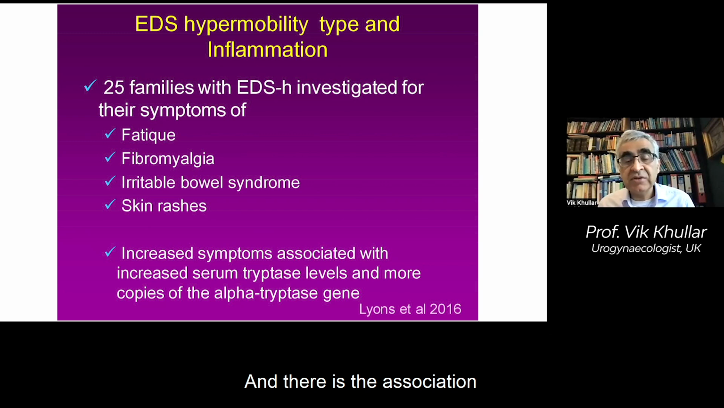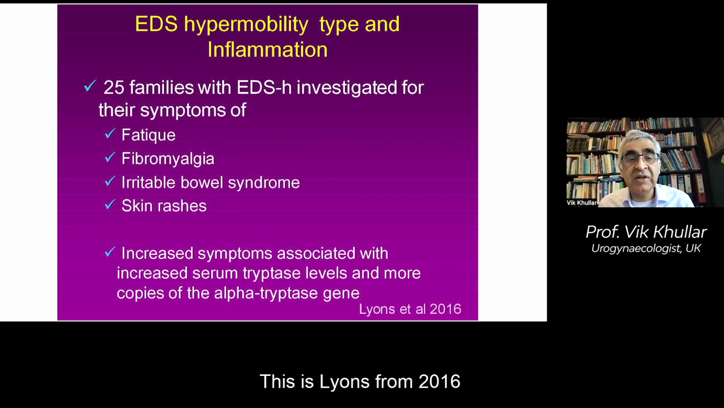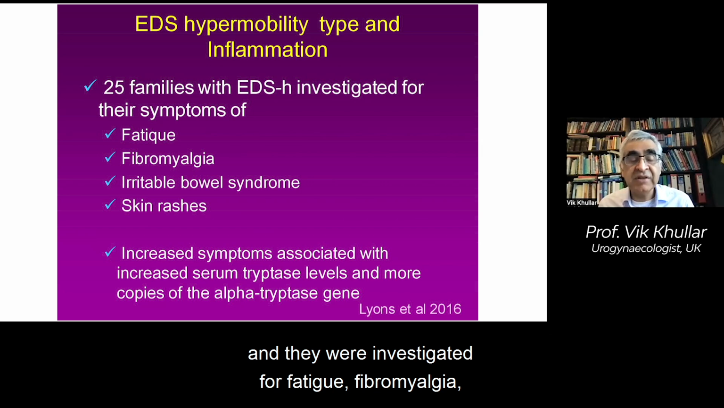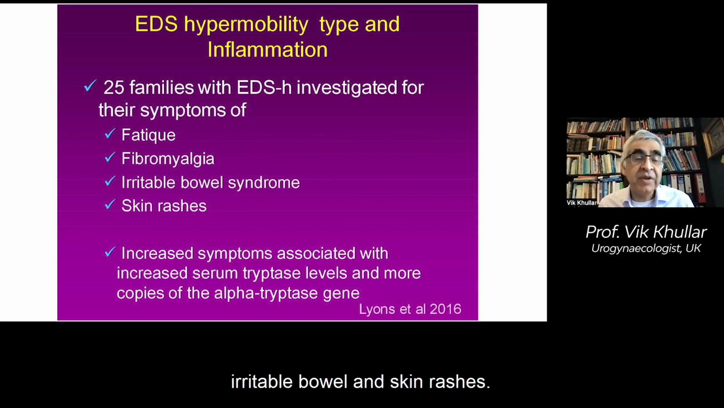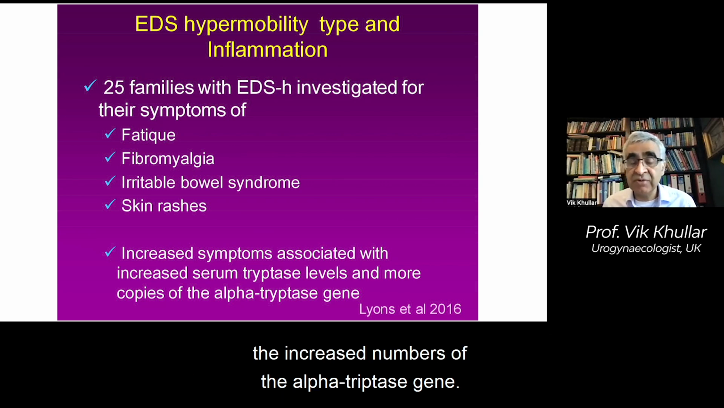And there is the association with the number of copies of the serum tryptase gene. This is Lyons from 2016, where they looked at 25 families with EDS, and they were investigated for fatigue, fibromyalgia, irritable bowel, and skin rashes. And they found that the worse the symptoms, the increased numbers of the alpha tryptase gene.